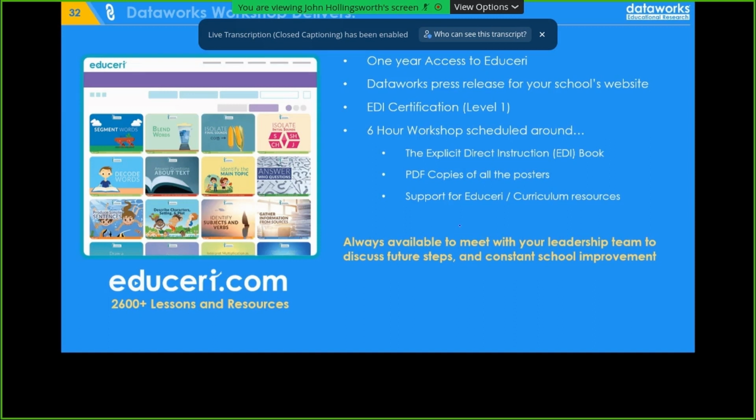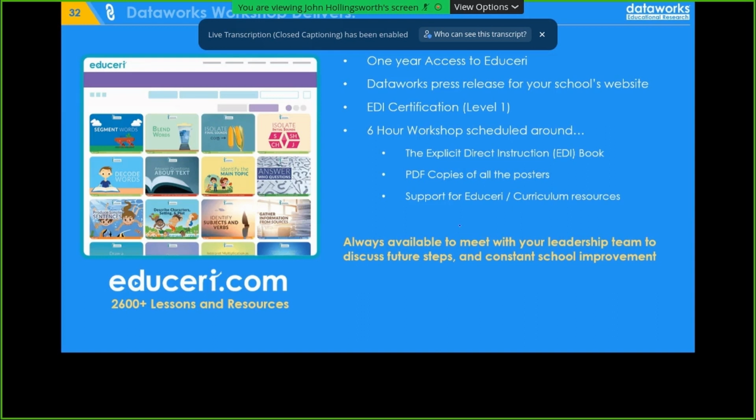You'll get access to Edusary. So we don't leave you alone. Just because you did this workshop, great. No, we're going to stay with you. And the way we stay with you is we provide you with this wonderful resource to go and grab upon. So you don't have to buy anything after this. This is just your resource, and you get it for a whole year.